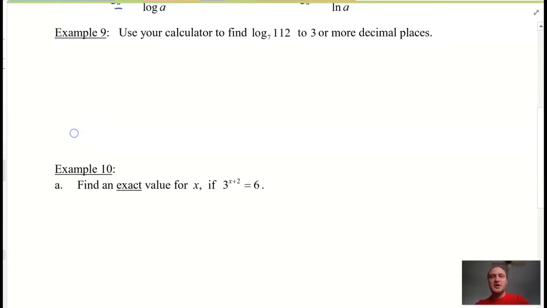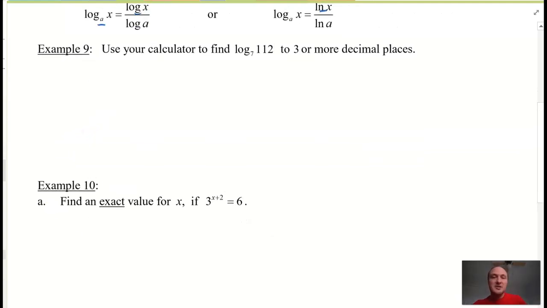So you may see these rewritten this way. So here it says, use a calculator to find what is log base 7 of 112 to 3 decimal places or more. So I'm just going to go ahead and rewrite it, kind of what they're talking about here.